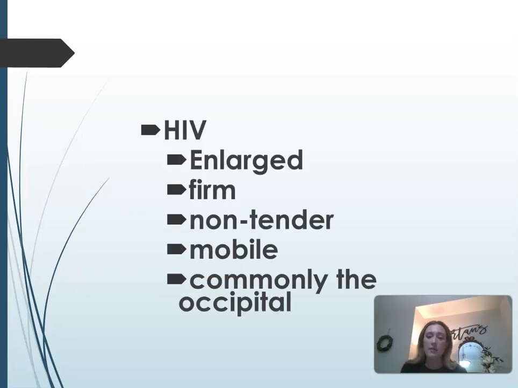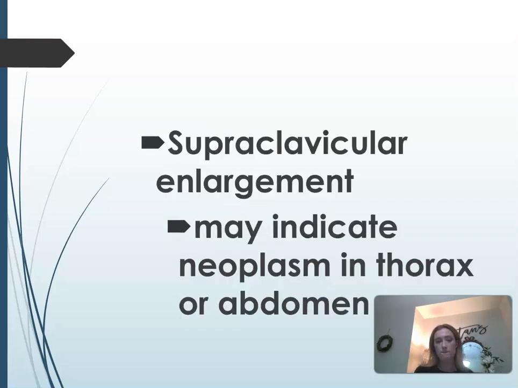If someone does have HIV, their lymph nodes can be enlarged, firm, non-tender, but they will be mobile versus immobile with cancer. And commonly, these enlarged lymph nodes are going to be in the occipital region, so at the base of the skull. Supraclavicular enlargement: when we're having our patient shrug and we're feeling right here, this may indicate a neoplasm, so a cancerous tumor in the thorax or the abdomen.